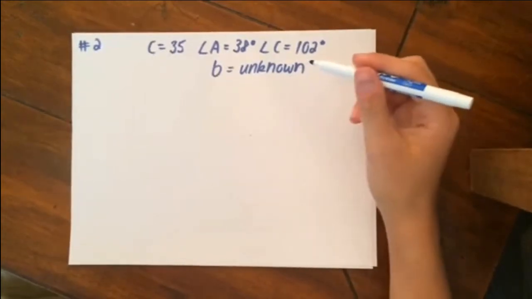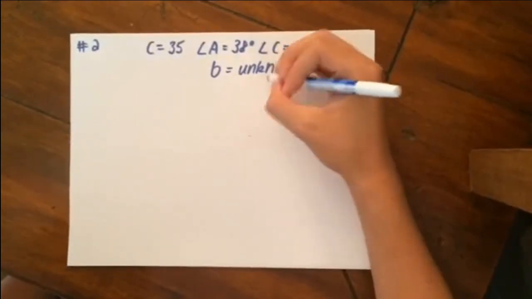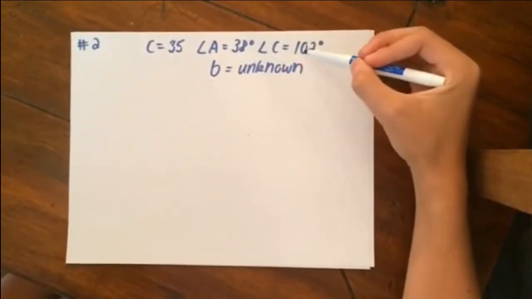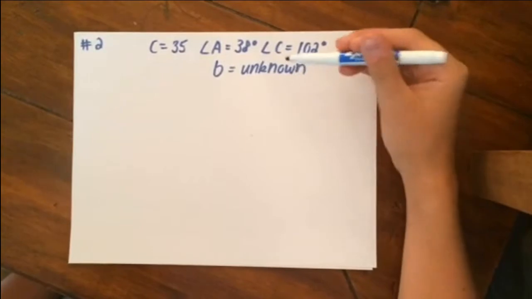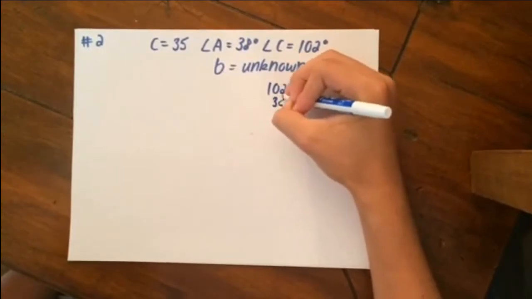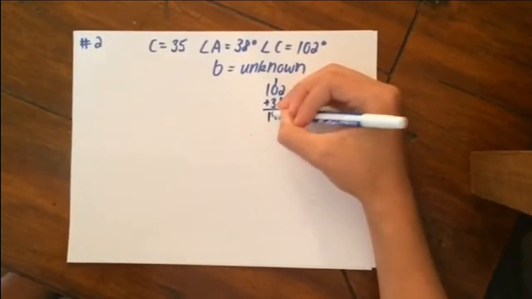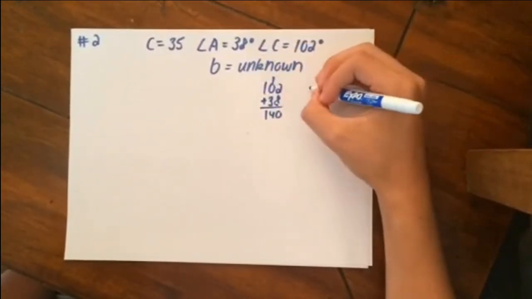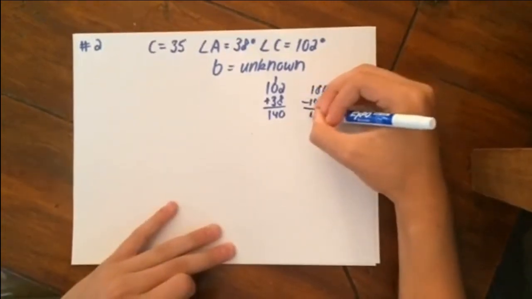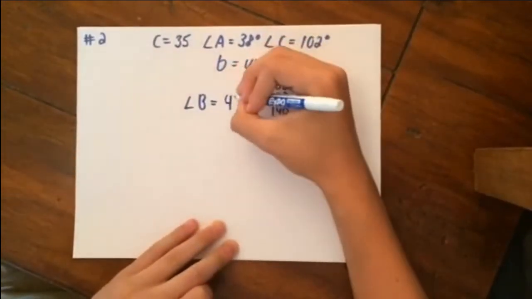So everybody should know by now that all the angles of a triangle add up to 180. So we should be able to find the angle that is B by adding these up and then subtracting from 180, or 180 minus whatever we get from this. So 102 plus 38 equals 140, so 180 minus 140 equals 40. So that means that angle B equals 40 degrees.